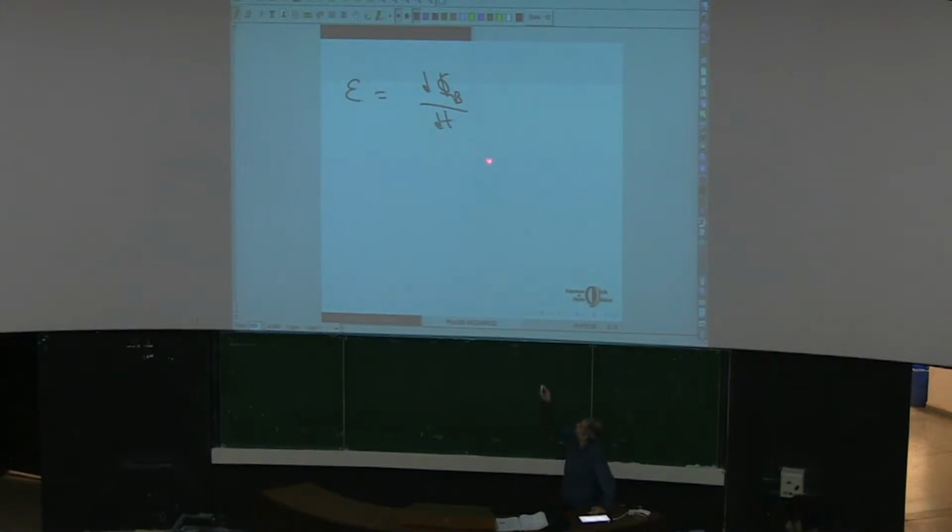Now, if we take into account the signs, there's also this sign. Okay, so the EMF in a given circuit, in a given closed loop, is nothing but the negative of the rate of change of the magnetic flux going through the circuit. Now, any questions up to here?